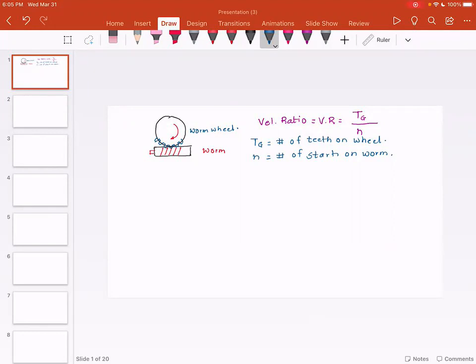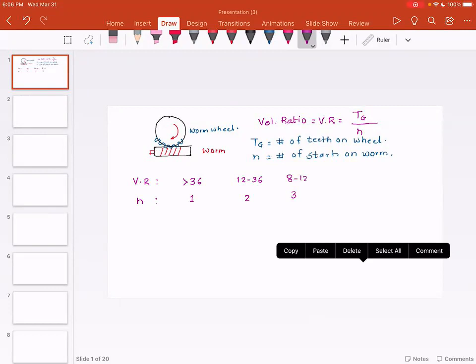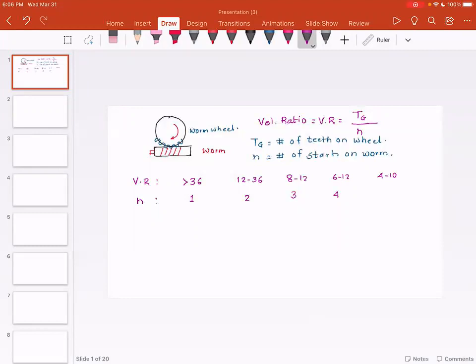And I just want to give you an idea, and this is again given in the table. If you have a velocity ratio, then what are the typical number of starts? For example, if your velocity ratio is above 36, then customarily you use a single start worm. If the velocity ratio is between 12 to 36, it's a double start worm. If 8 to 12, it's a triple start worm. 6 to 12, it's a four start worm. And if it's 4 to 10, it's a six start worm. So with worm and worm wheel, if you are going to have a very high reduction ratio, which is commonly used, then you are gonna have a single start worm.